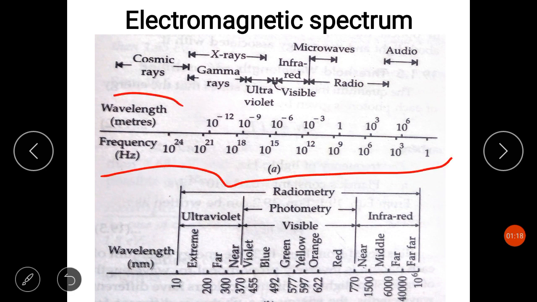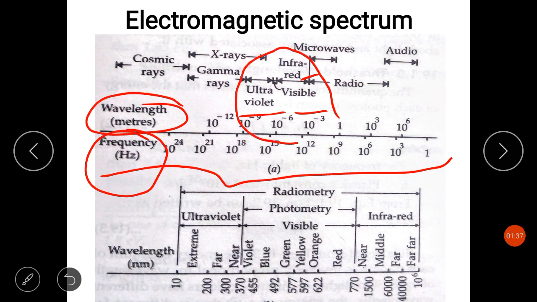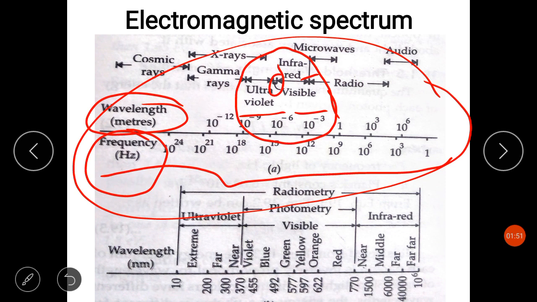The wavelength is given and we have the frequency, and this whole is the electromagnetic spectrum. The optical spectrum, consisting of ultraviolet, visible and infrared, covers a very small portion of this electromagnetic spectrum, and in that optical spectrum, the visible portion, or the visible spectrum, covers a very small part of the whole electromagnetic spectrum.